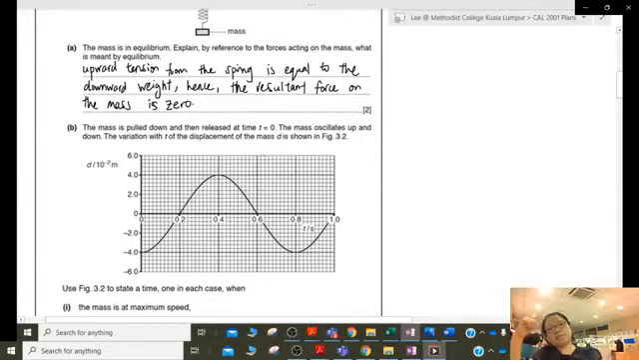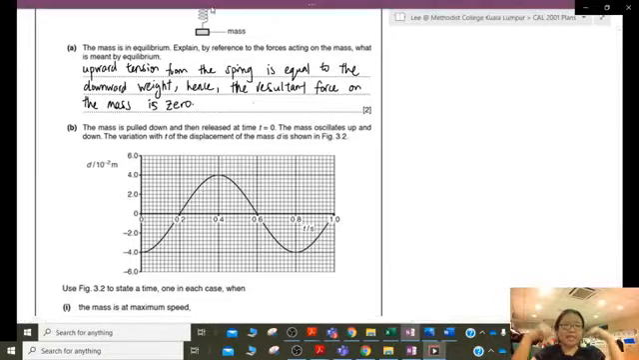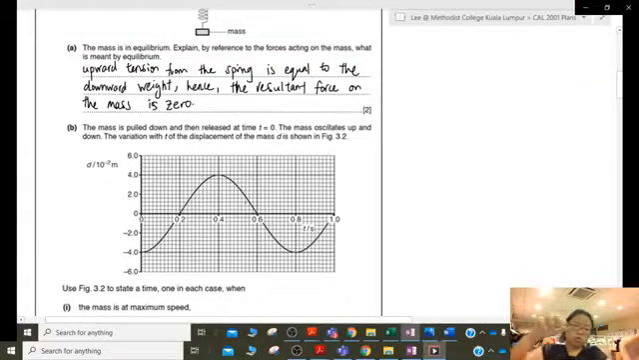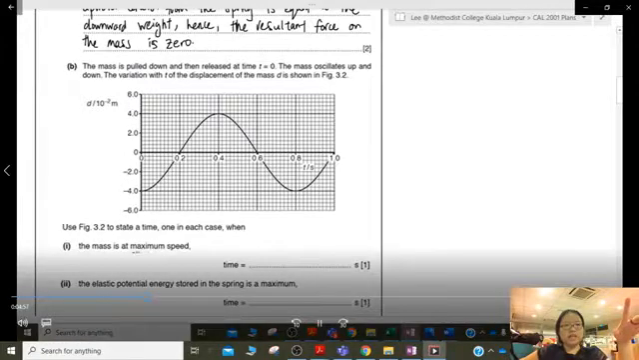Alright, the mass is then pulled down and we release it at time t equals 0. So the mass is going to oscillate up and down. Okay, so you're asked to find where the speed is maximum.